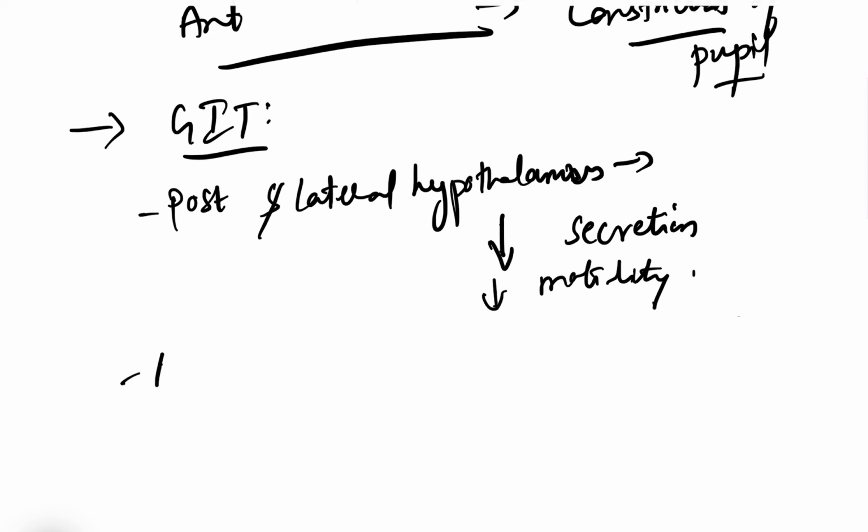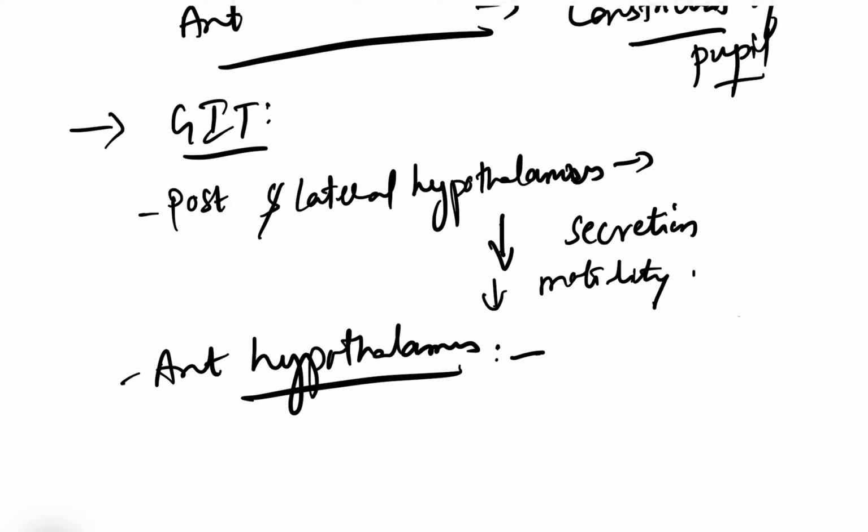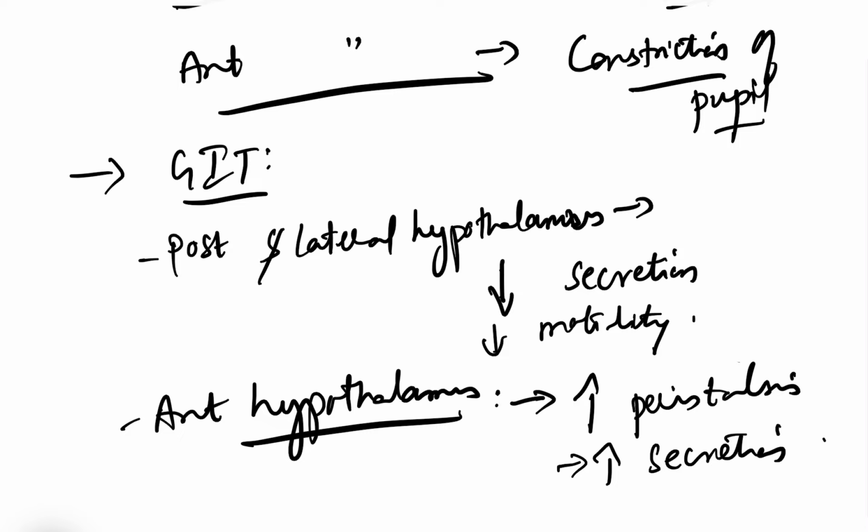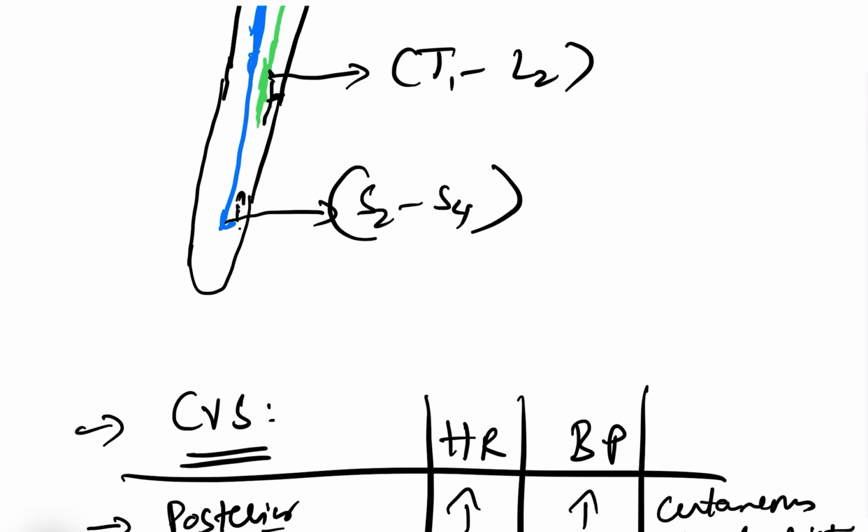Similarly, when the anterior part of the hypothalamus is stimulated, it causes parasympathetic stimulation. It will cause an increase in peristalsis, that is motility, as well as an increase in the secretion, or the secretomotor functions of the alimentary tract. So in this way, it will control the various systems by controlling the autonomic nervous system.